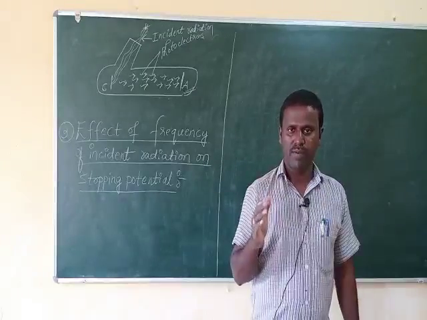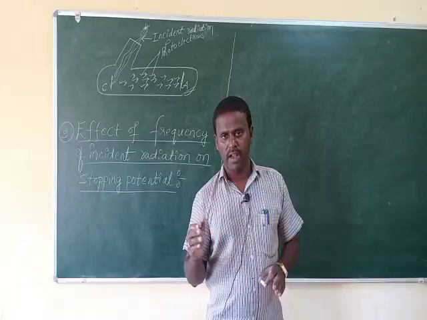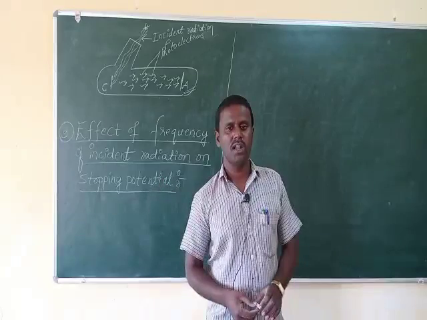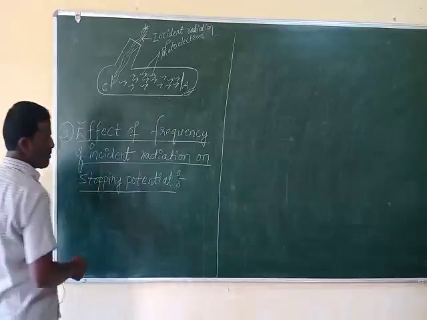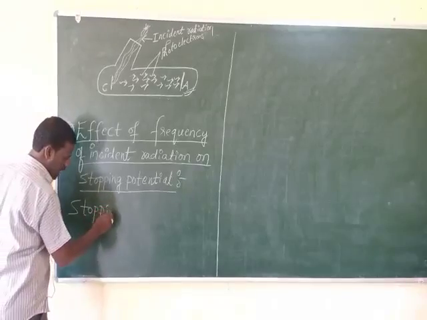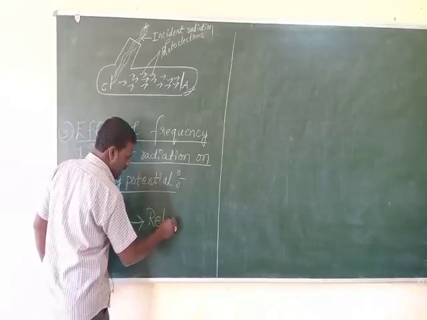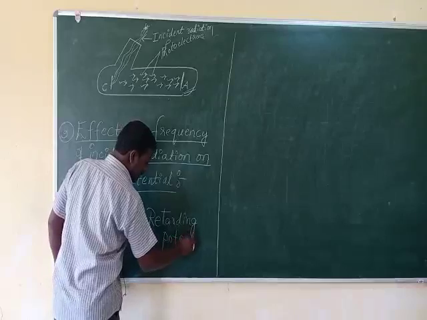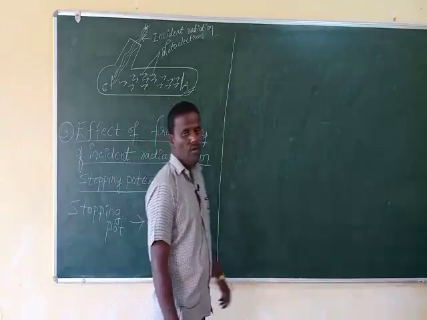If the plate A is having a negative potential, photocurrent decreases and it becomes zero for a particular negative potential given to the plate A. That is called retarding potential or stopping potential. This is also called decreasing retarding potential, and its symbol is V0, not VS, V0. V0 is the symbol of retarding potential.